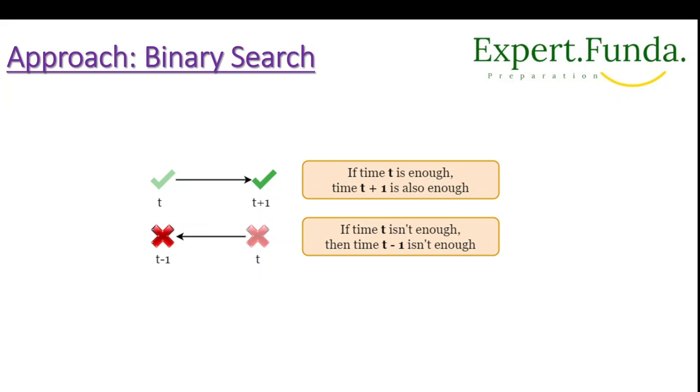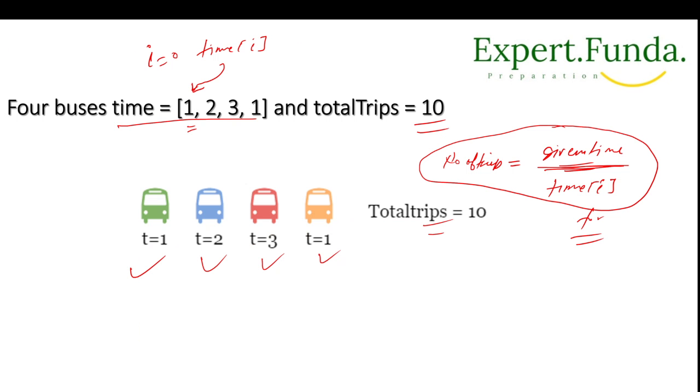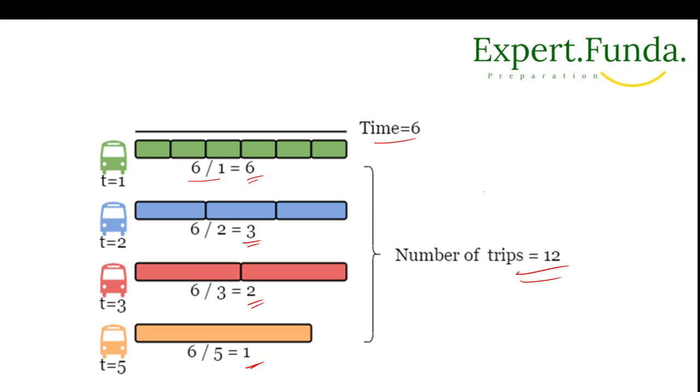Now we have to find the minimum time for all the buses to finish the total trips. The total trips given is 10. So for 10 trips, what is the minimum time for all the buses to finish? But by this example we can do 12 trips.